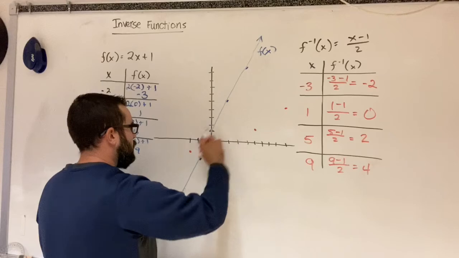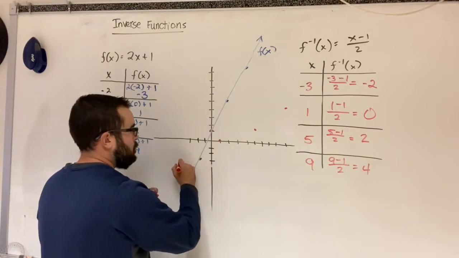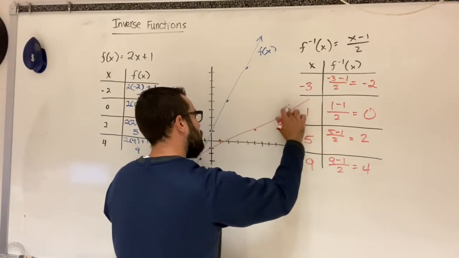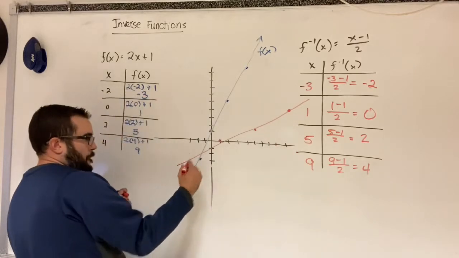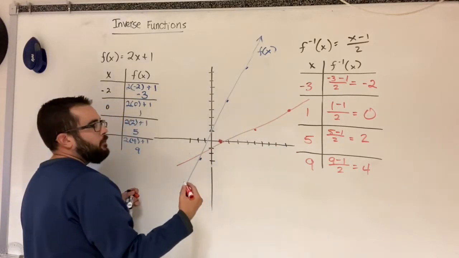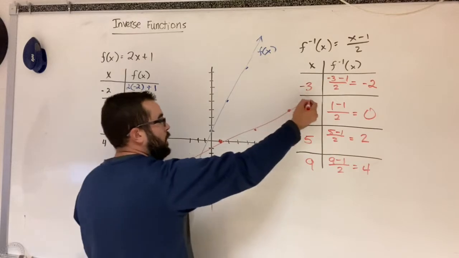I'm going to try and connect them with a line. So that's how you fudge it. Make this dot bigger. All right, and there's the inverse.